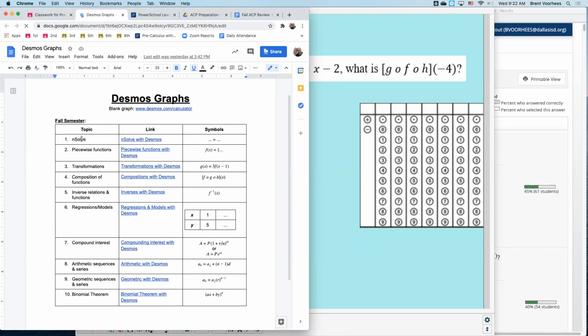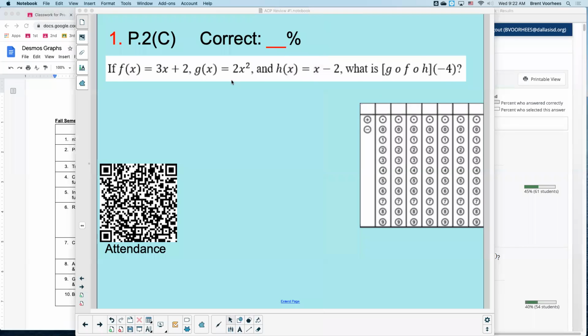You don't have to know the name of the functions. Before, I just had it listed by name with their link. Now you have the name of the topic over on the left side, but if you don't know what the topic is, you can look by the symbols on the right. For example, this number 1 problem: if f of x equals 3x plus 2, g of x is 2x squared, and h of x equals x minus 2, what is g of f of h of -4?